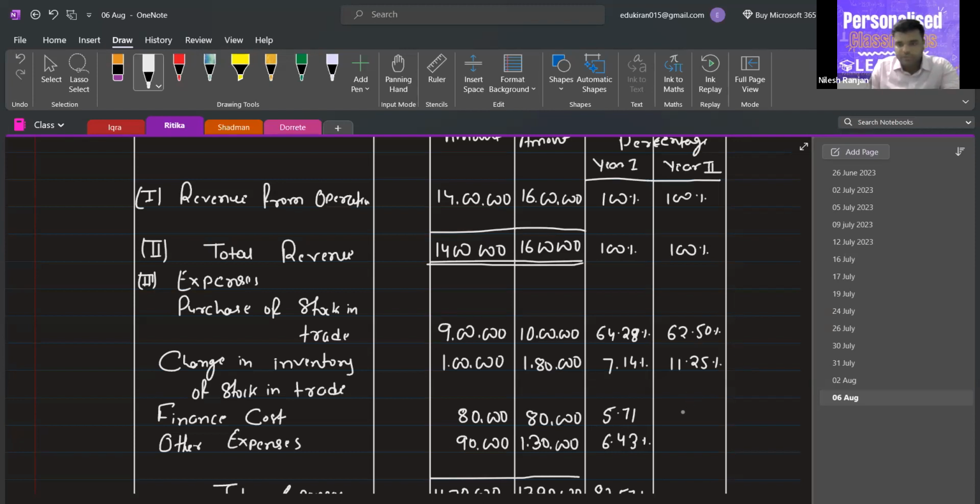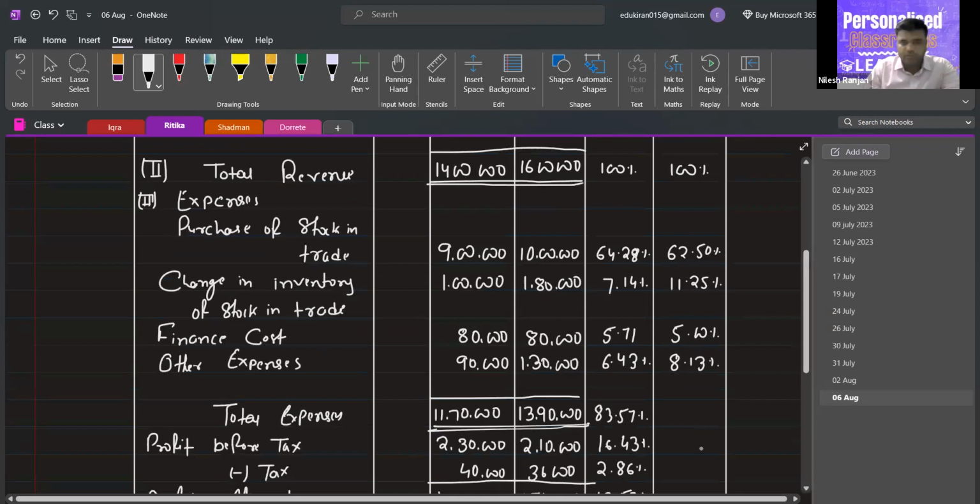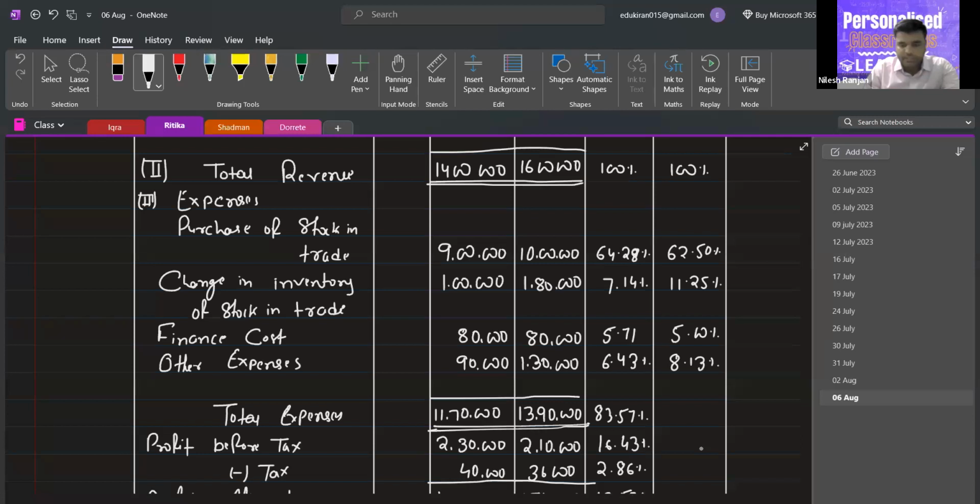It is 5%. And 1,30,000 divided by 16 lakh, it is 8.13%. Now, 13,90,000 divided by 16 lakh, it is 86.88%. And 2,10,000 divided by 16 lakh, it is 13.12%.